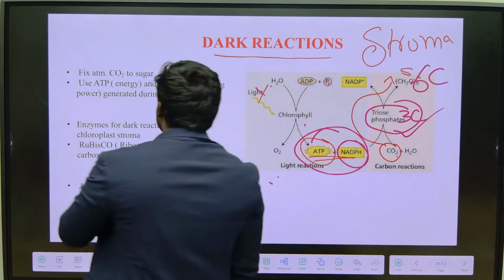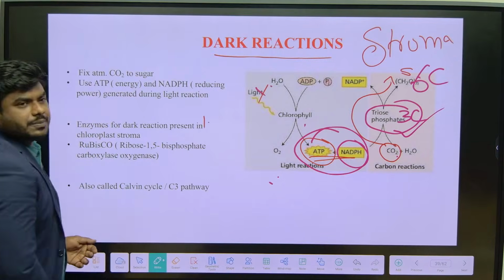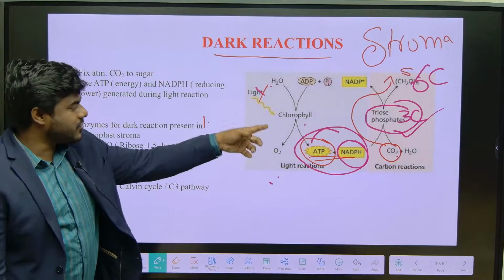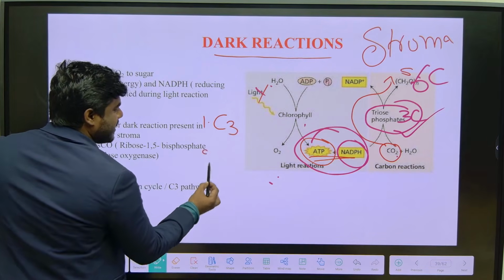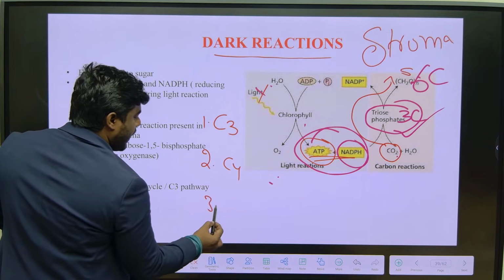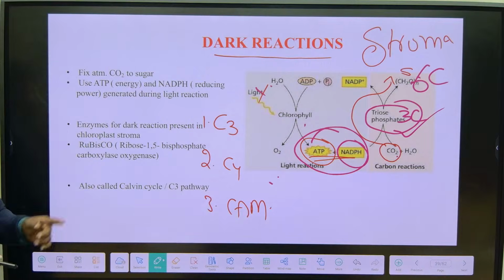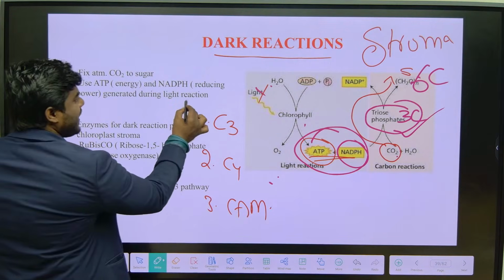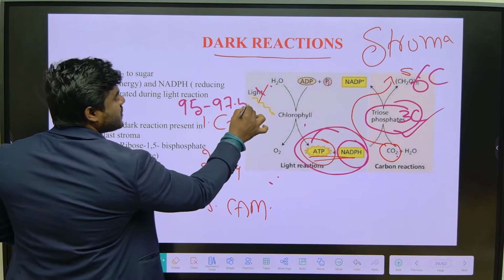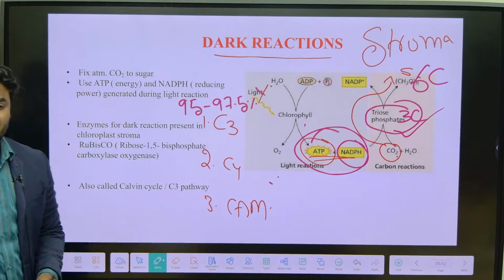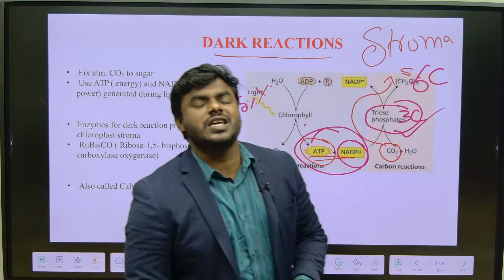All the plants present on this planet Earth are broadly categorized into 3 types based on the dark reaction, or the carbon fixation reaction. They are categorized into C3, C4 and CAM. So which plants are more predominant? Definitely C3. 95 to 97.5% of the plants present on this earth belong to the C3 pathway. And do not confuse between the C4 and CAM pathway.